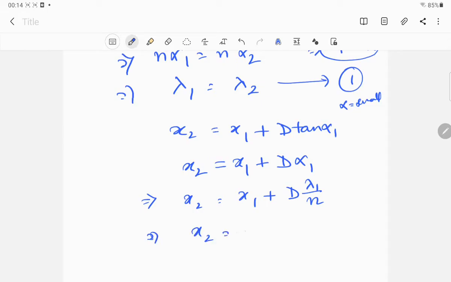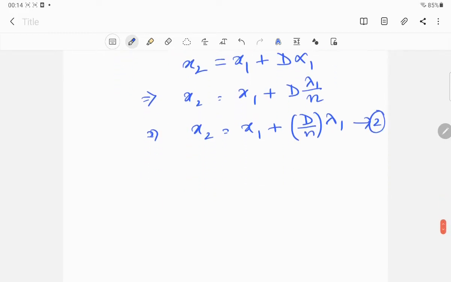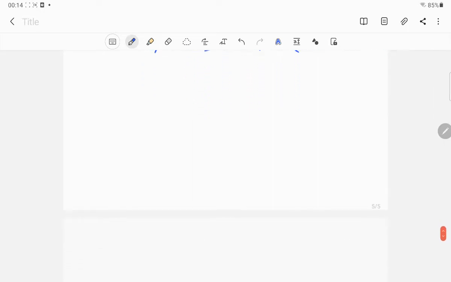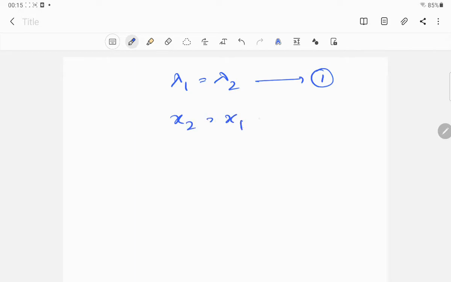So I will further simplify it. So I will write it as D by n lambda 1. Okay, D by n lambda 1. So this is our equation number 2. So let us write it down very carefully. So we have two equations now. Lambda 1 equal to lambda 2. This is the first equation, and next equation is x2 equal to x1 plus D by n into lambda 1. Okay, these are the two things we have.